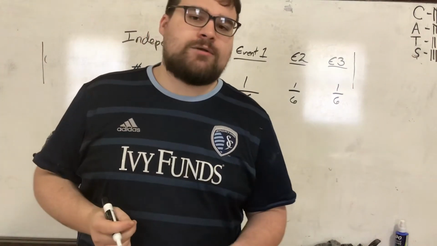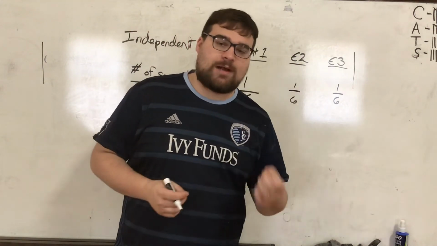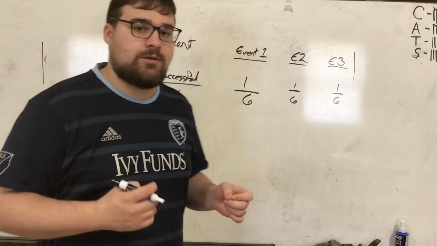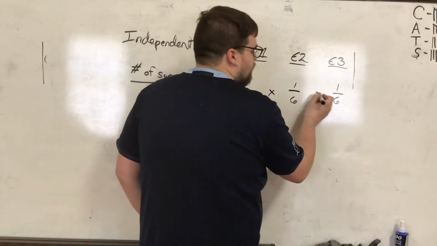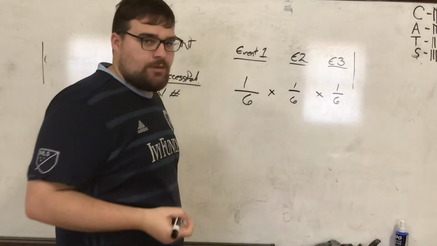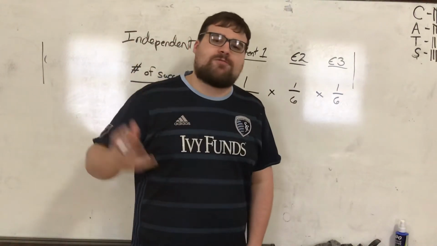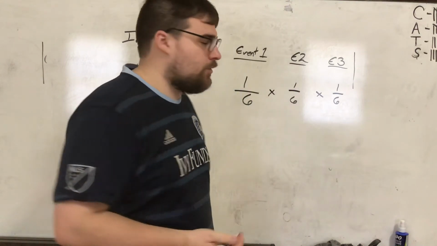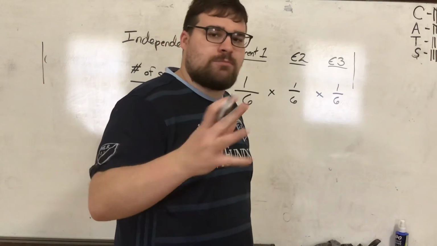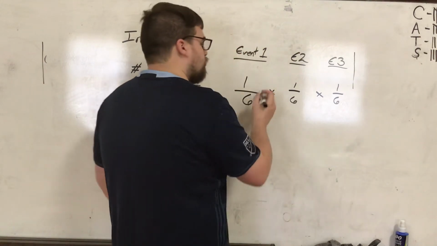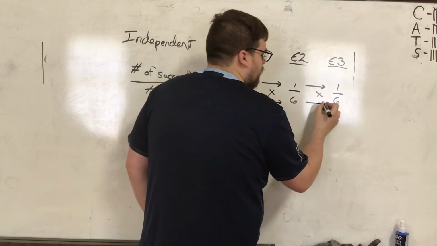To determine the overall probability of a compound event, or the probability of multiple things happening, what we do is we multiply these probabilities together. You could do this in a calculator and get a decimal, but I much prefer you do this as a fraction: 1 out of 6 times 1 out of 6 times 1 out of 6. You guys know how to multiply fractions. All you do is multiply straight across on top, straight across on bottom, right?